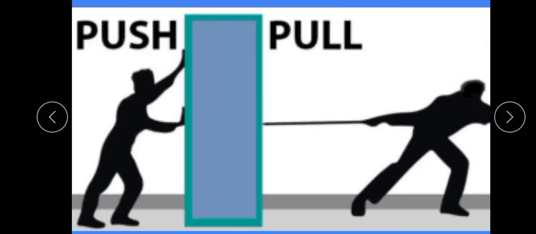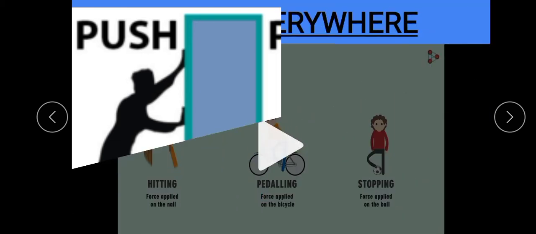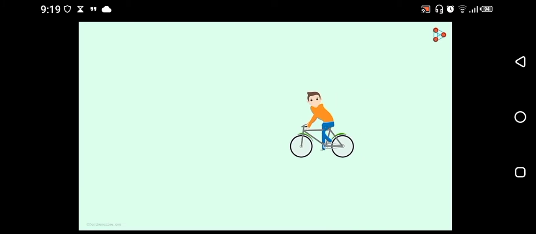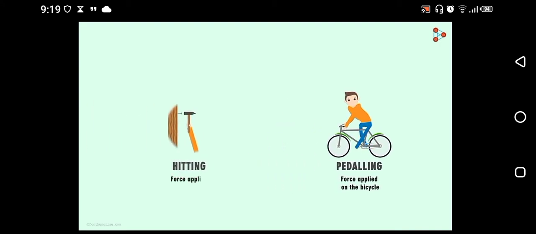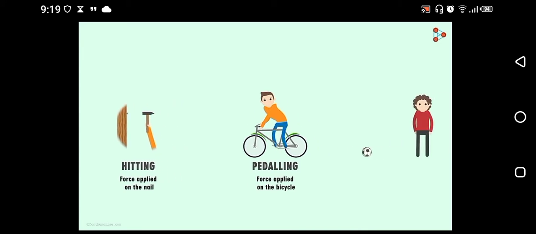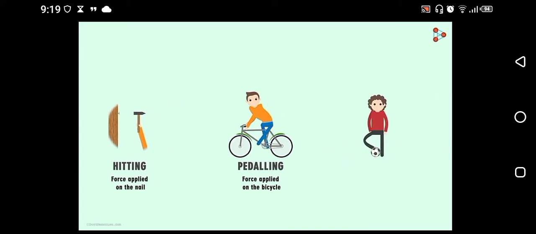Dear students, as we already discussed push and pull, now we are going to discuss with the help of more examples. Students, there are many such actions that we can perform. Some more actions are given below. Students, when we ride a bicycle, we pedal continuously. We apply force on it. Hitting the hammer on the nail is also a force. What about stopping a ball? Yes, stopping the ball means we are applying force on it.